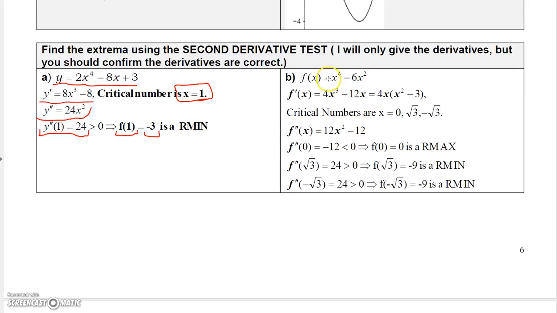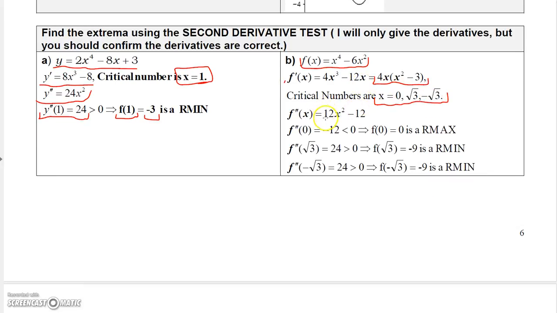Okay? So it's not difficult to do, you just have to follow the steps. So here's a function. Get the first derivative so you can get the critical numbers. Now, the first derivative, if you set it equal to 0, you'll get 3 critical numbers: 0, square root of 3, minus square root of 3. We did this earlier. Okay, now you need the second derivative, so that we can do the test.